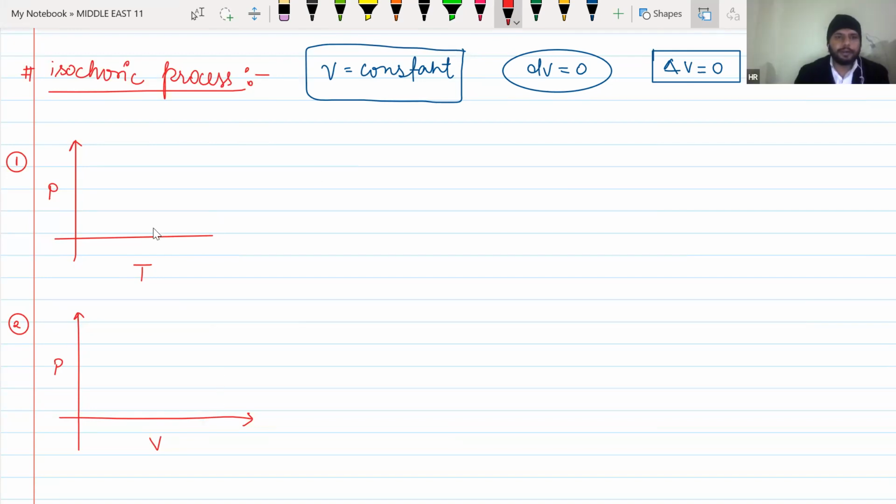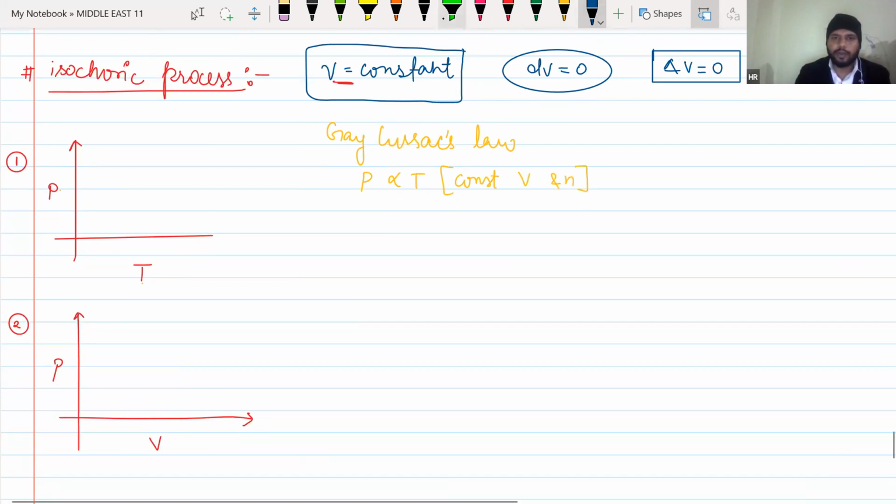Now you will see here V is constant, and we know a relation of P versus T, that is Gay-Lussac's law, which says pressure is directly proportional to temperature at constant volume and number of moles. And here what we need is constant volume. So volume is constant, and we know the graph between P and T will be like this, a straight line.